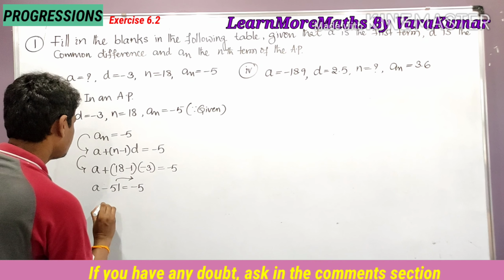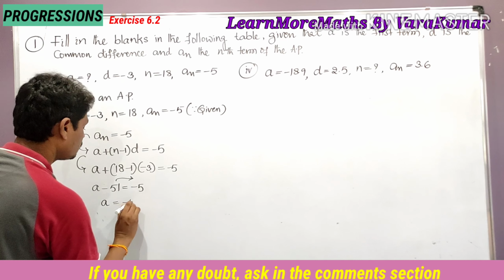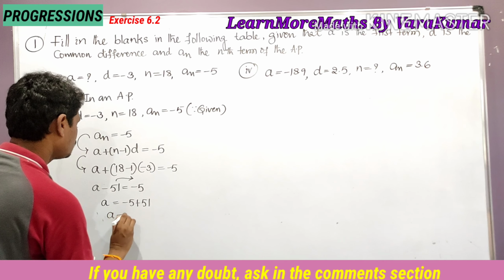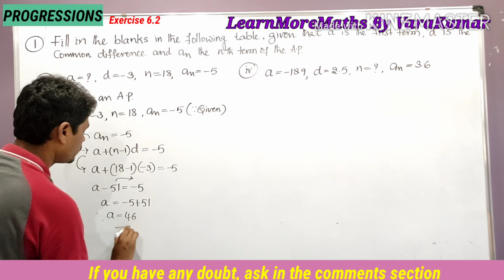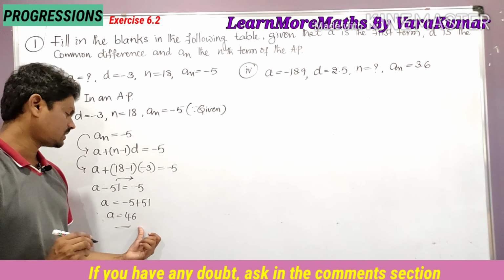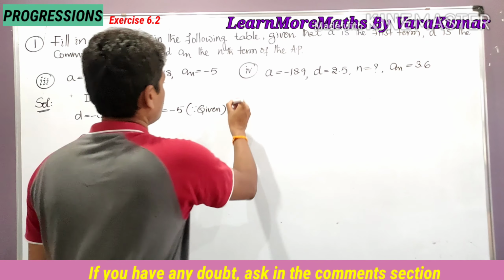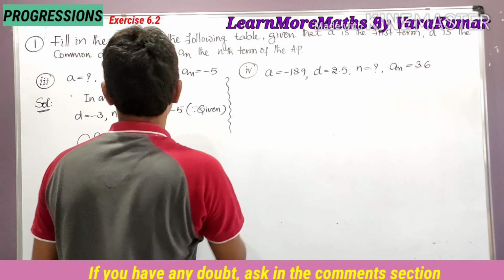Now take minus 51 to the right side. a is equal to minus 5 plus 51. So a is equal to plus 46, student. Plus 46. So this is the a value. So next we have to solve the fourth bit, student.